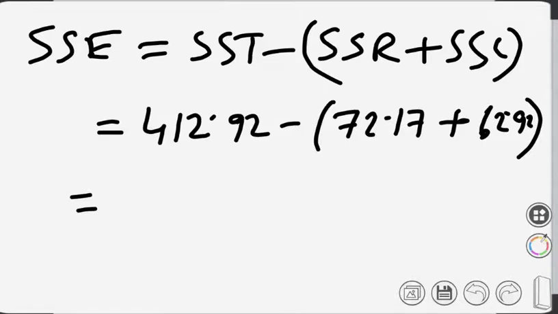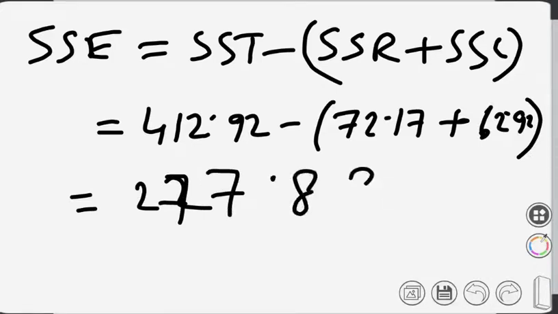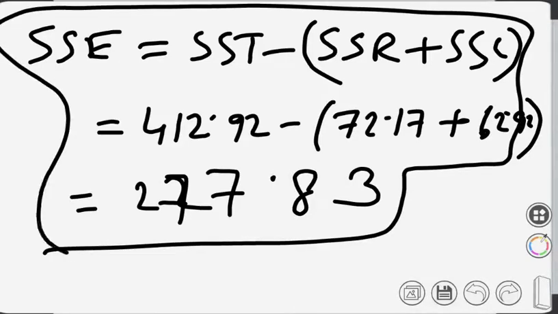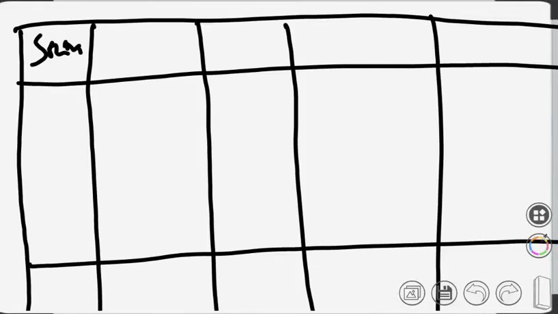So SSE is 277.83. I am checking, 412.92 minus 70.17 is 277.83. Yes, sir. So we have got all the values. Now we will put all these values in the table. Let's go back to the table.